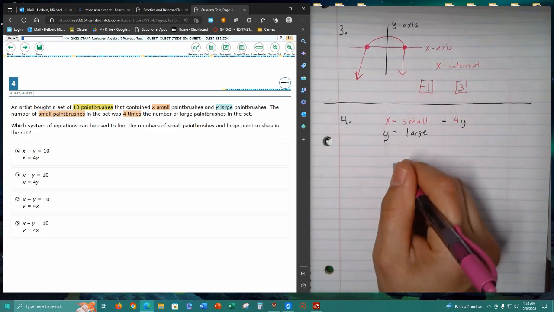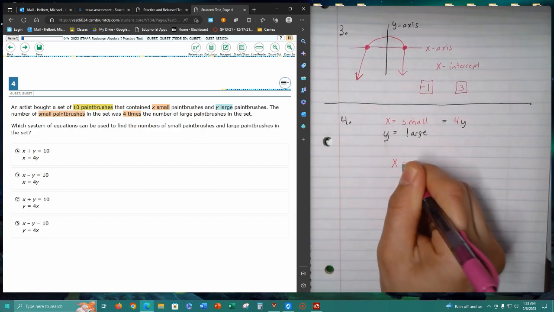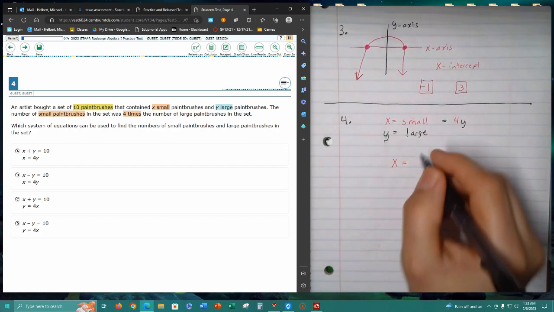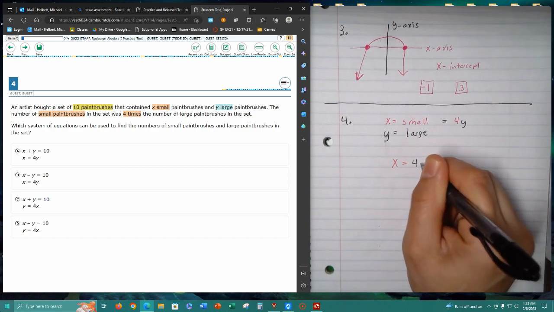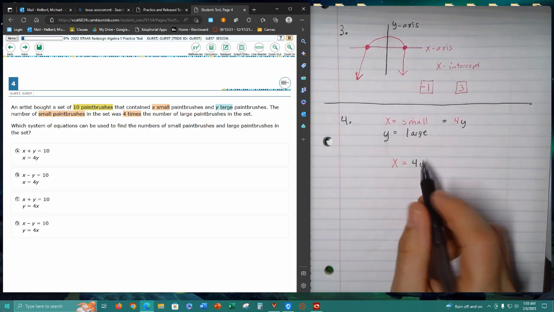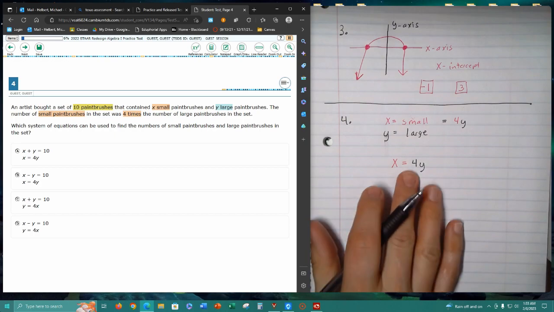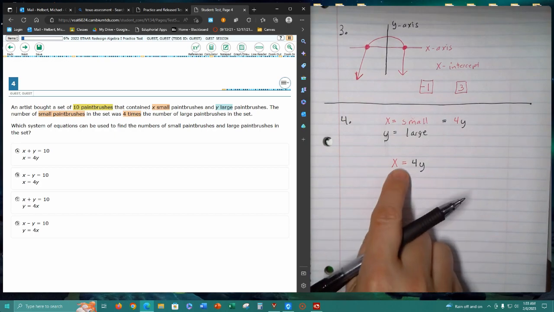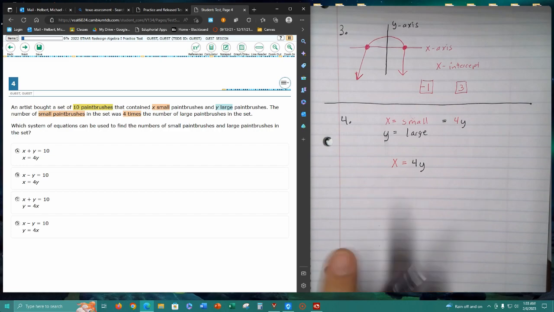So I'm going to write it. In other words, X has to be equal to 4 times my y value, which is the number of large paintbrushes I have. So this is one equation. Anything that doesn't have X equals 4y is going to be wrong. So let's see if we can strike some of these out. The first one, notice in A it says X equals 4y, so that's correct. B says X equals 4y, that's correct. C says Y equals 4X, so that's wrong.